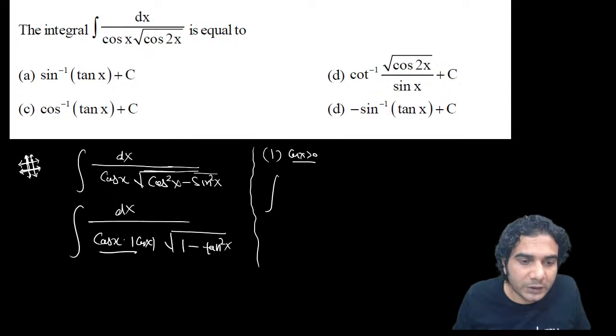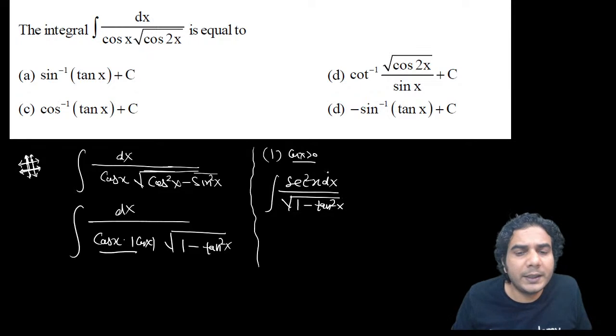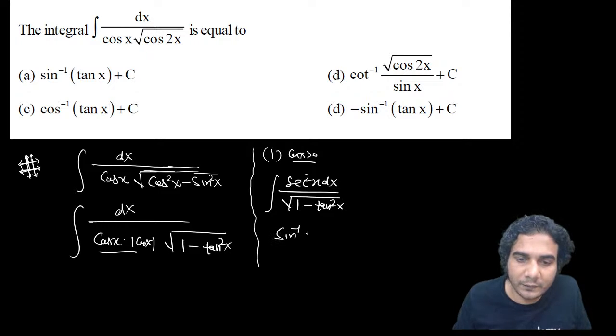Then this will become cos square. Take this to the numerator. It is going to be sec square x dx, and in the denominator it is 1 minus tan square. So if you put tan x equal to t, it is f dash x upon 1 minus fx square. So directly you can write sine inverse of fx. Fx means tan x, plus c. So that is the answer.